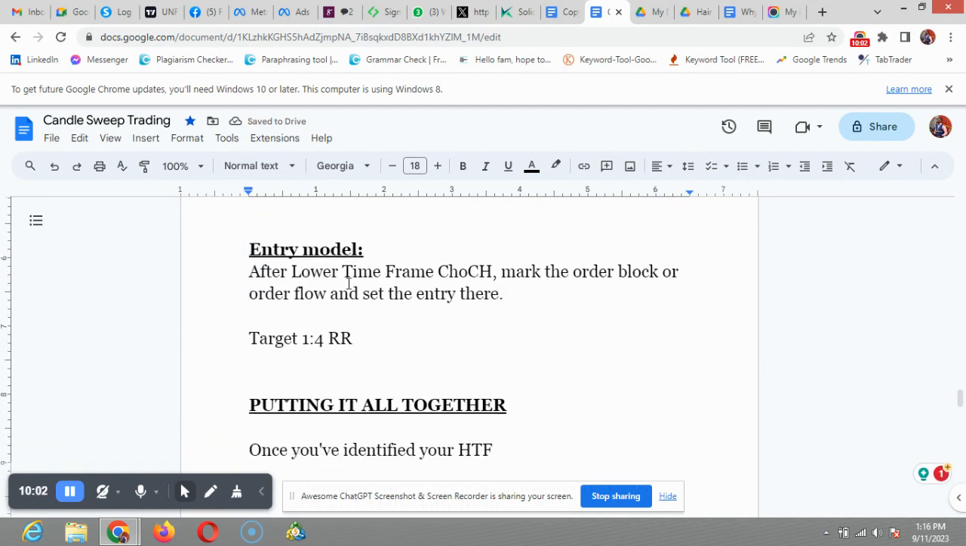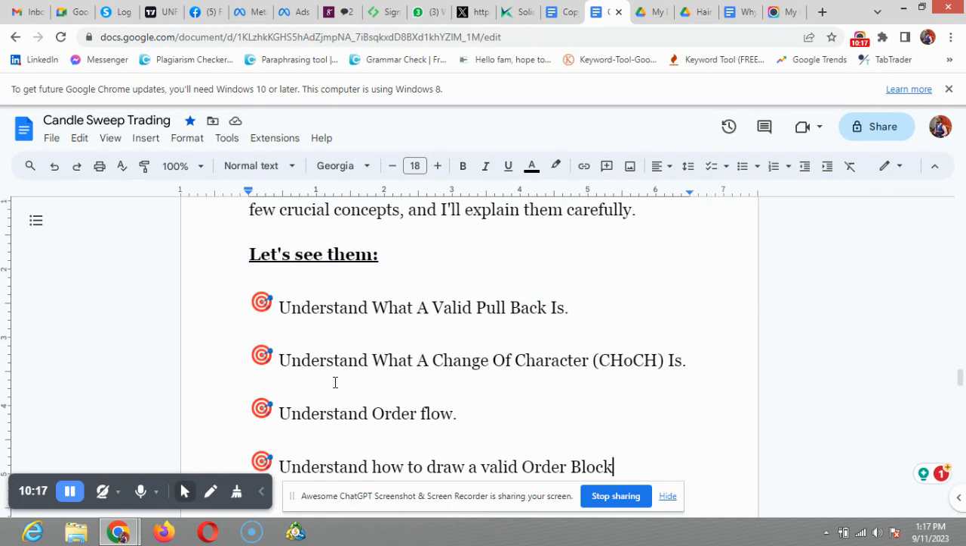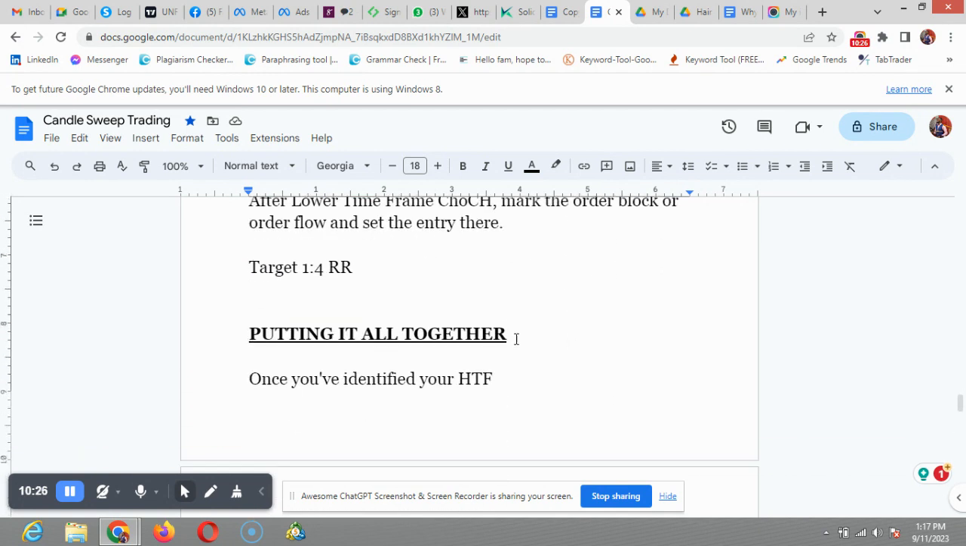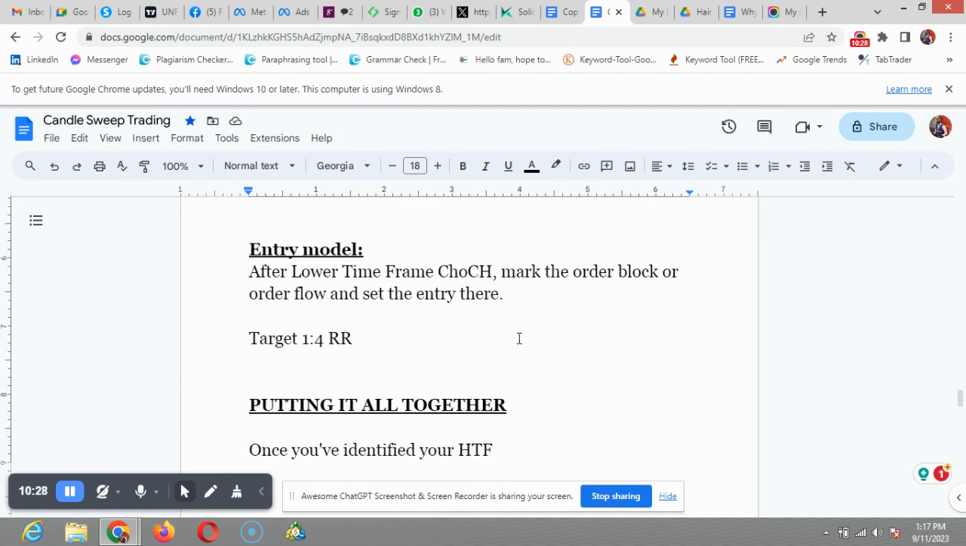Now for the entry model, after we have our daily sweep, which is our daily time frame analysis, after we see the sweep on the daily candle, we switch to the lower time frame, which is our M15, and then we find a church. This church simply means change of character. It's one of the concepts I will teach you guys: understand what a change of character, a church, is. So on the lower time frame, what we're looking for is a church. Once we find a church on the lower time frame, we mark the order block or order flow.